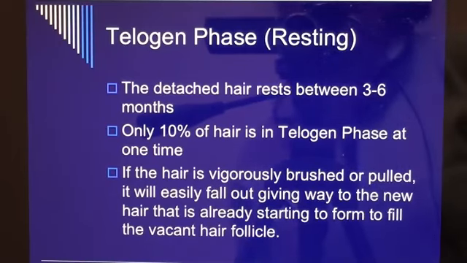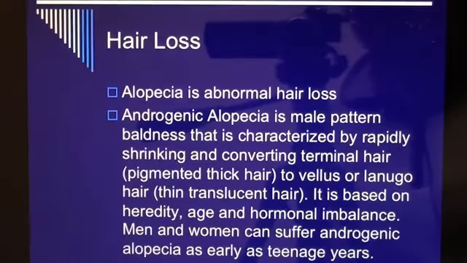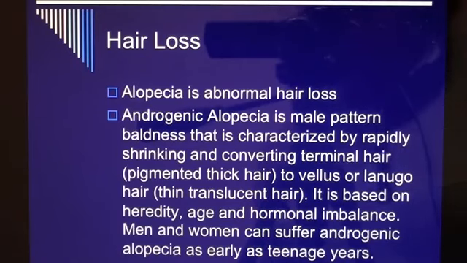If the hair is vigorously brushed or pulled, it will easily fall out, giving way to the new hair that is already starting to form to fill the vacant hair follicle. Hair loss. Alopecia is abnormal hair loss. Androgenic alopecia is male pattern baldness that is characterized by rapidly shrinking and converting terminal hair, pigmented thick hair, to vellus or lanugo hair, thin translucent hair. It is based on heredity, age, and hormonal imbalance.